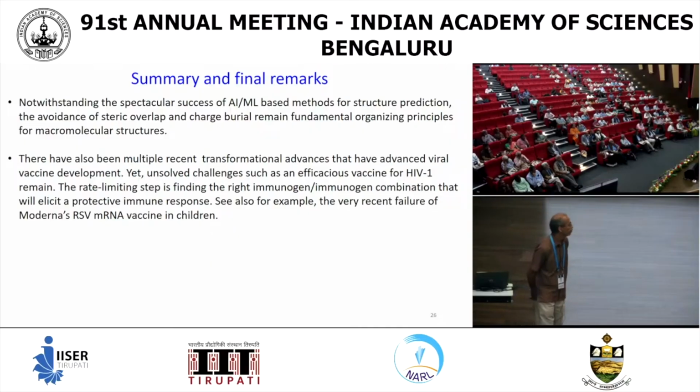For example, finding an efficacious vaccine for HIV-1. And very often the rate-limiting step is the discovery research, which allows us to find the right molecule to put into the vaccine that will elicit a protective immune response. And all the other steps, they can be done by industry.